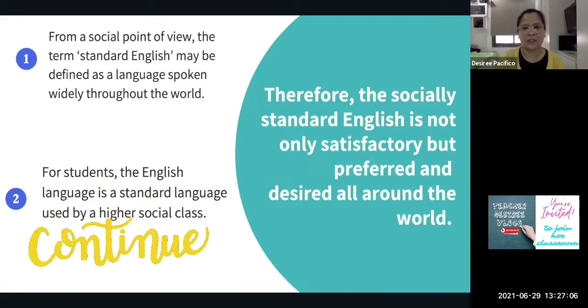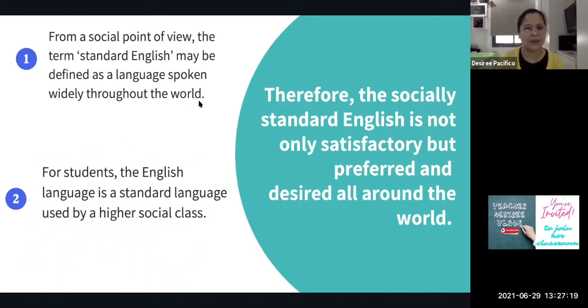The socially standard English is not only satisfactory but preferred and desired all around the world. So from the social point of view, the term standard English may be defined as a language spoken widely throughout the world. But for students in Saudi, the English language is a standard language used by a higher social class.